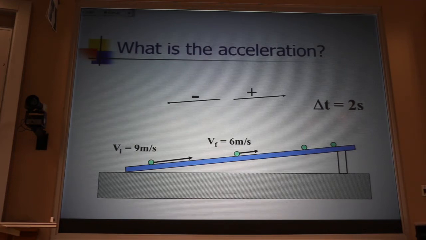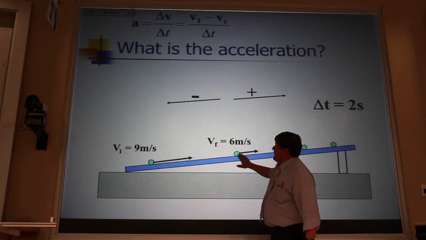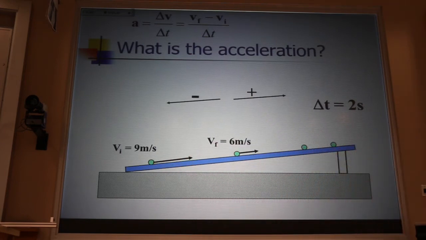If we use that operational definition, it's just the final velocity minus the initial velocity. Well, the final velocity is positive 6, minus positive 9. That's going to give me a negative 3 meters per second change over a 2-second interval of time. That gives me an acceleration of minus 1.5 meters per second for each second.